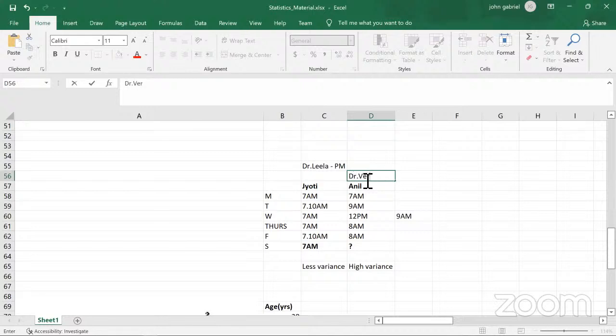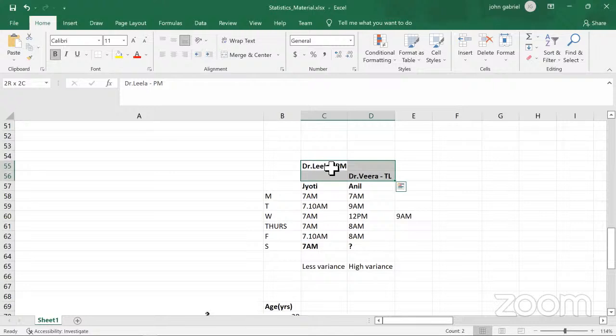Veera is a team lead. Let us try to understand this way. All right. Now here, if you see, this is maybe an IBM company. We can take it in this way.